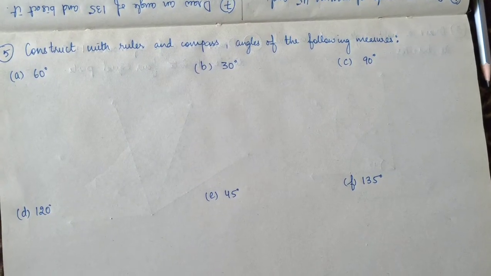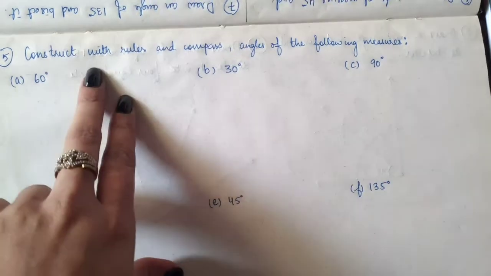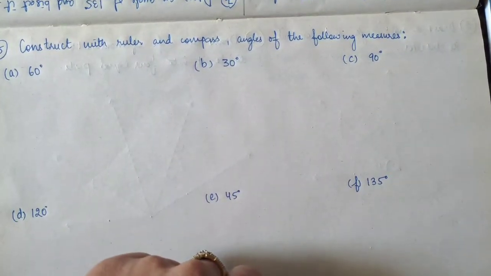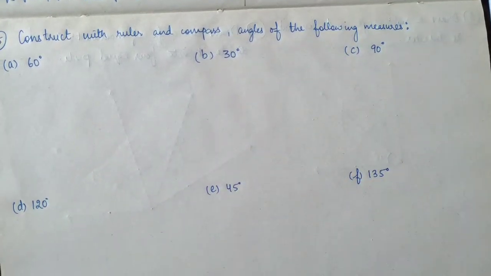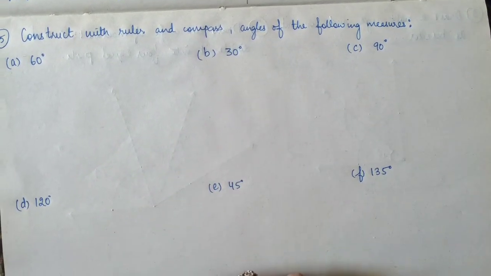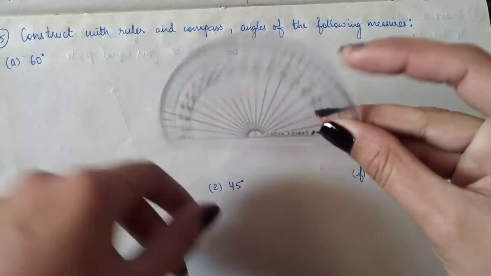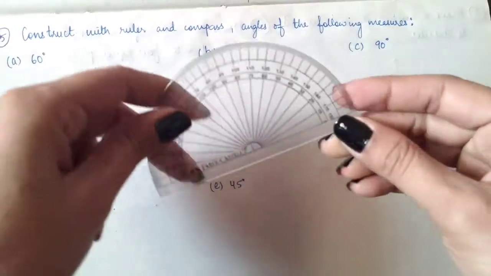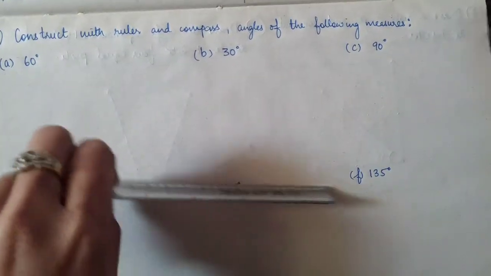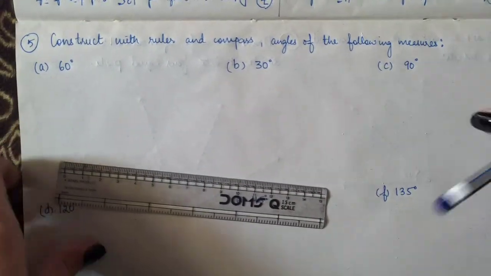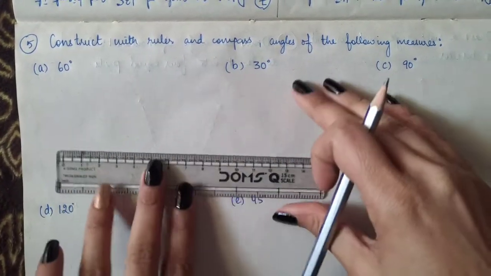Let's move on to question 5 now. Here they have said construct with ruler and compass angles of the following measures. In this question we will not be using the protractor for the construction part, but we will use it just to check our answers. So we'll just begin. We have to construct 60 degrees. We'll construct each angle separately.